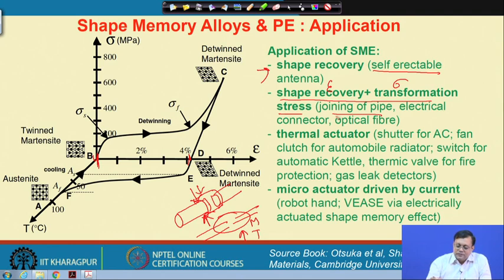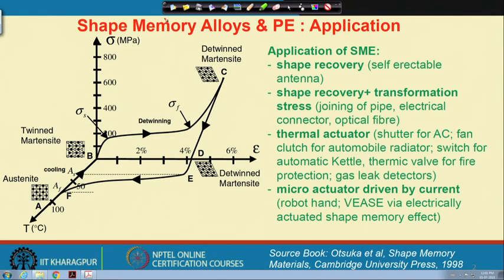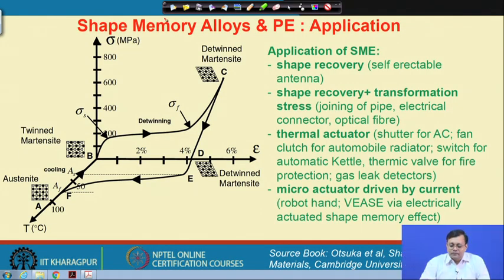So, this particular phenomenon we can use as a joining of pipes or electrical connectors, or let us say some sort of optical fiber joining. It is actually the very same thing. By heating up, it simply shrinks and then it gives the stress so that it holds together for infinite time. And this is also another very nice example of using shape memory alloy.